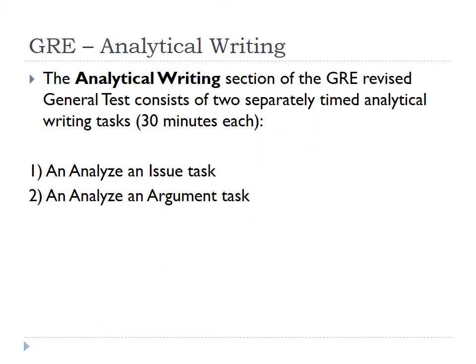All right, let's get into the different sections. The first section we'll talk about is the writing section. Again, the analytical writing section of the GRE has two different tasks: an analyze an issue task and an analyze an argument task. You're going to do both of them, and you're going to have 30 minutes to complete each one.